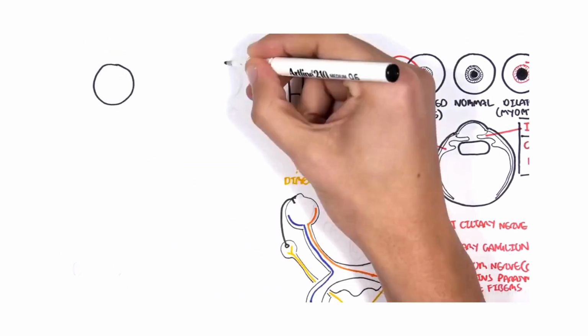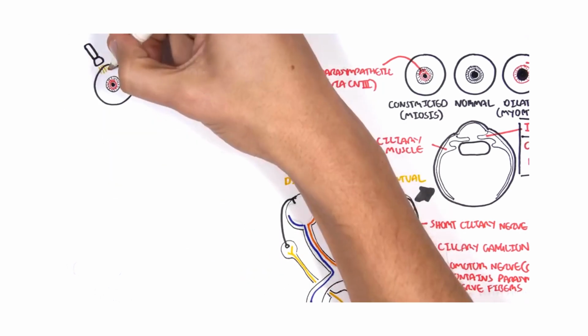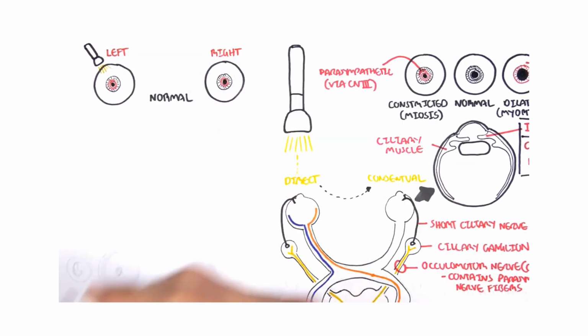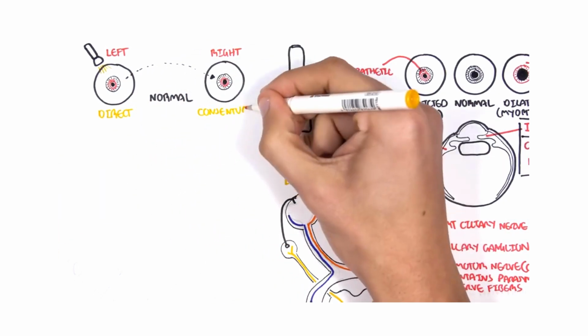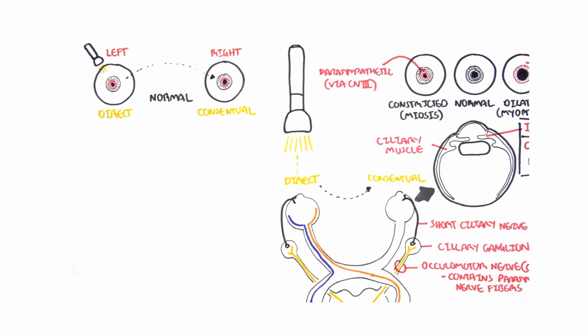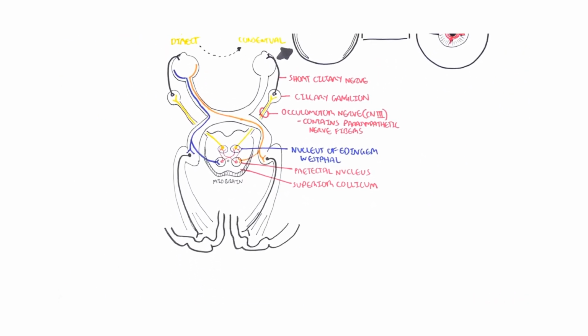So again, just to recap, here we have the left eyeball and here we have the right eyeball, or the right pupil. And we're shining a light to the left eye. We get a direct response, so the pupils are constricting, and then we get a consensual response on the right eye. And this is when the light reflex pathway is normal. There are no lesions.